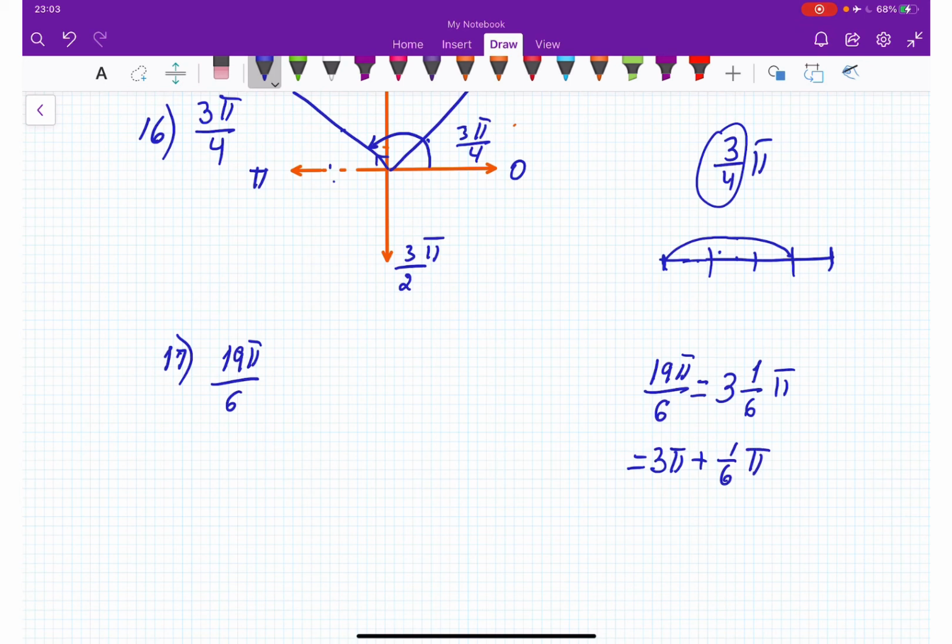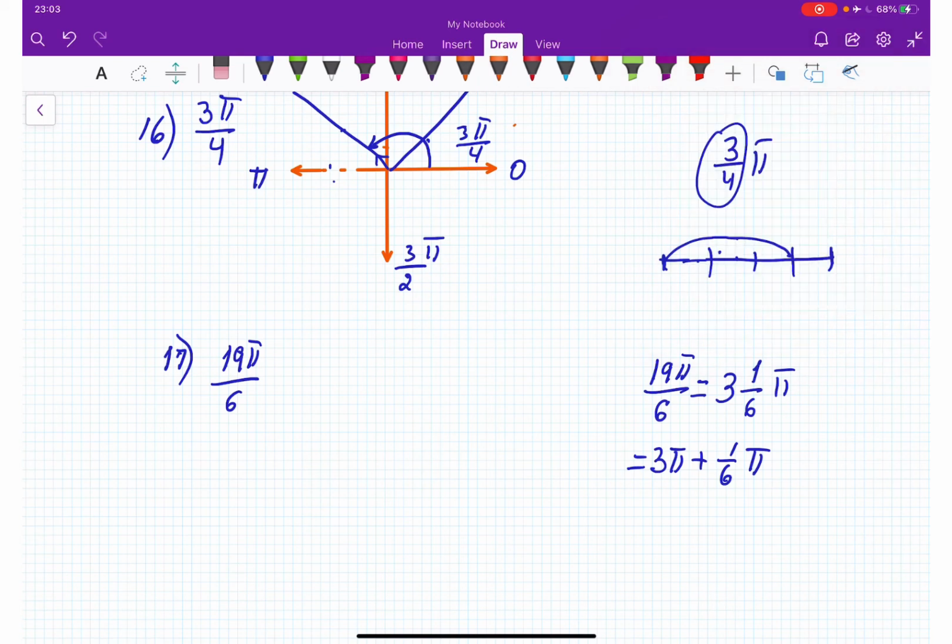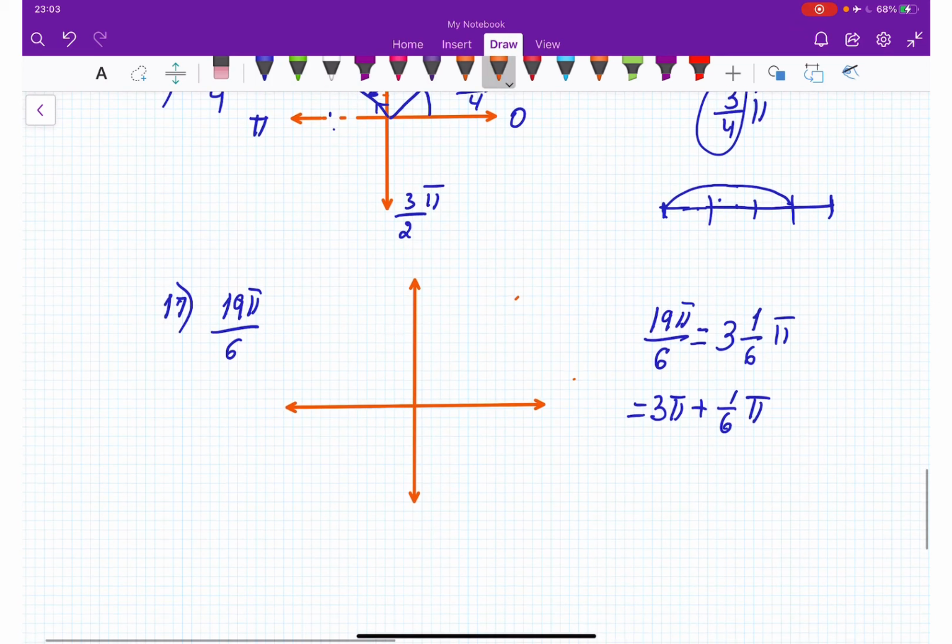Okay, and based on that notation, I'm going to draw the graph. So first I'm going to build 3 pi, right? 3 times pi. This is pi. This is 0. Okay? So it's going to go 1, 2, and then 3, right?